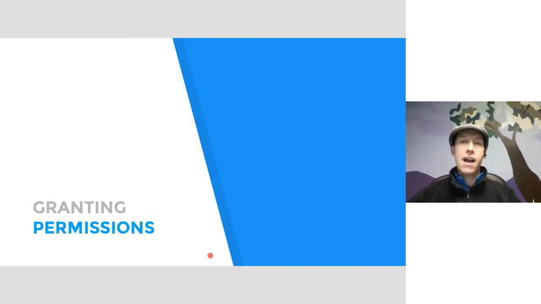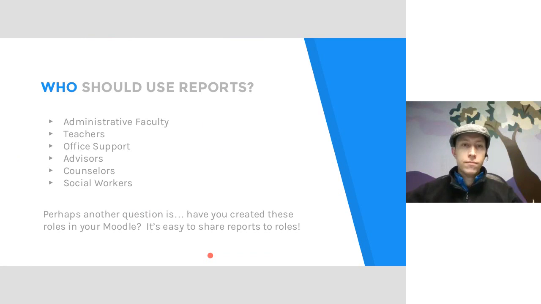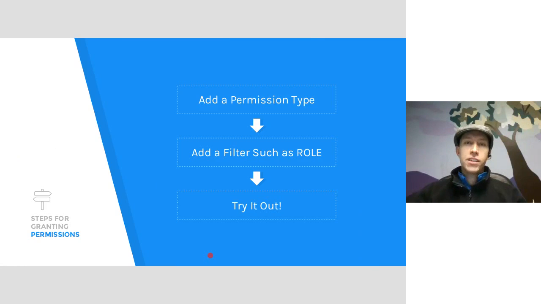So on to the next part, granting permissions. This is a key aspect that is really significant. So I've created this great click-to-grade teacher report, or I've created an admin report. Maybe I don't want everybody to see it. So it's really great to be able to select roles or different parties, or even individual users, to have access to these reports. So perhaps the question really is who I should make these reports available to. It can be as easy as adding a permission type, adding a filter such as a role, and then trying it out.